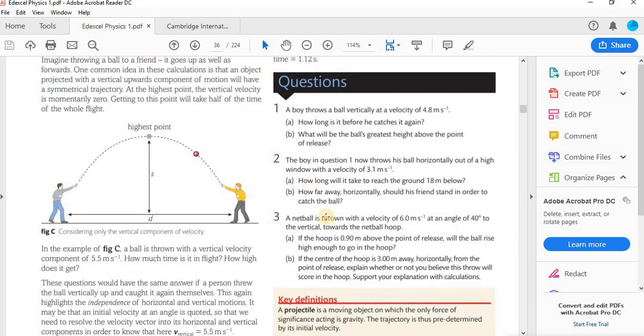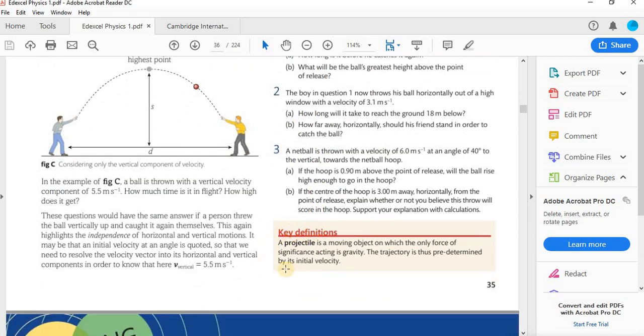Okay, then you can answer all these questions, and these definitions are important. A projectile is a moving object on which the only force of significance acting is gravity. The trajectory is thus predetermined by its initial velocity. So a projectile is, like I said, something that is thrown, because once an object is thrown, the only force of significance acting is gravity. So the only force is gravity, assuming there is no air resistance. The trajectory is thus predetermined by its initial velocity.